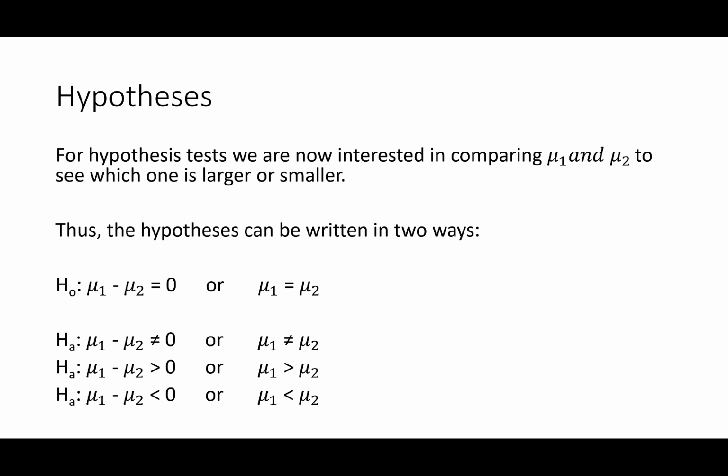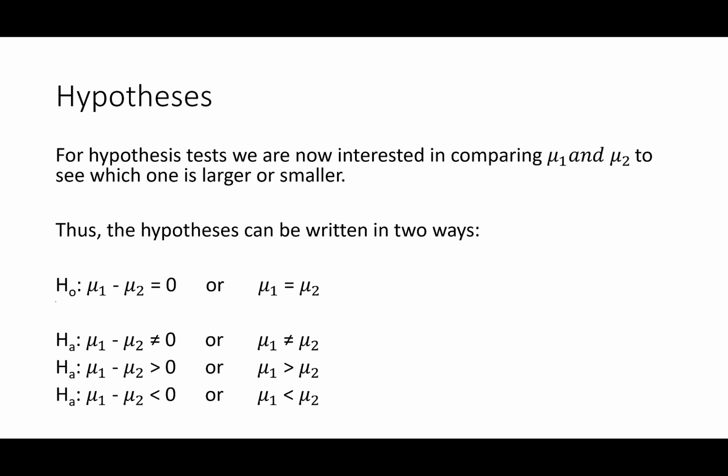We can write our hypotheses one of two ways. We can write it in terms of the difference between two means, or we can write it in terms of the comparison of two means. So our null hypothesis will typically be mu1 minus mu2 equals 0, or mu1 equals mu2. They're representing the same exact thing.